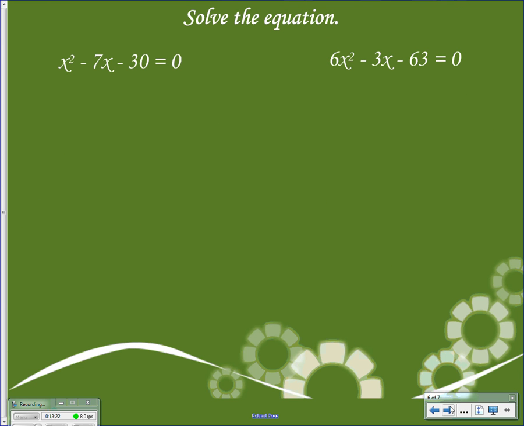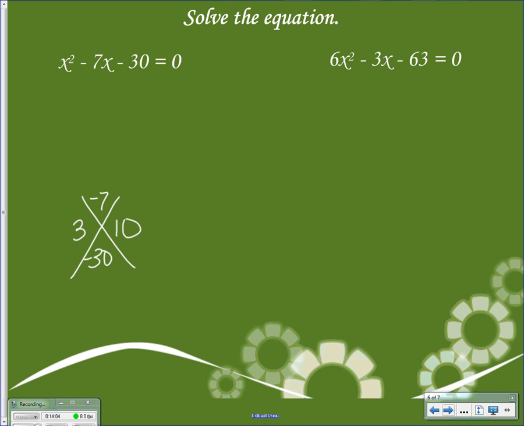Okay, now we want to solve. Okay? So we're going to factor again. This one does not have a coefficient, so I can just use the little x. So I want to multiply to be negative 30 and add to be negative 7. What are my 2 factors of negative 30 that add to be negative 7? What are my factors of 30 that add to be 7? 6 and 5, no, that doesn't work. 2 and 15. 3 and 10, there we go.